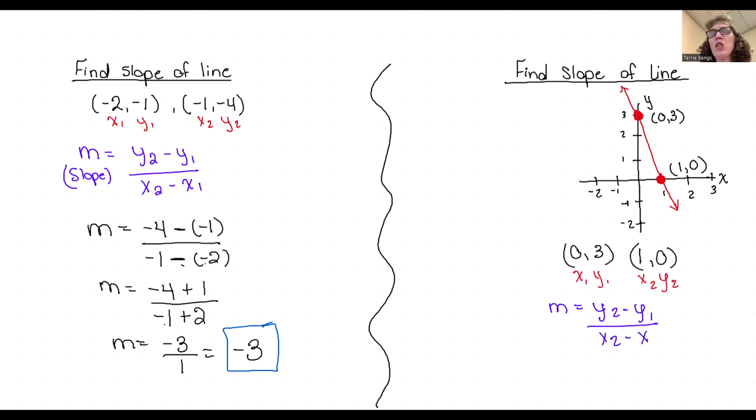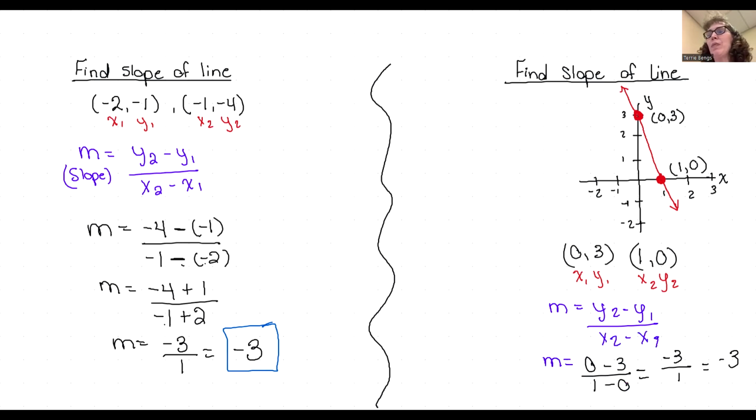Okay, and so let's start plugging in some numbers and see what we get. So we're going to say m equals y2, which is 0, minus y1, which is 3, over x2, which is 1, minus x1, which is 0. So if we continue to solve that, 0 minus 3 is just -3, over 1 minus 0 is 1. So the slope of this line, if you continue to simplify down, would be -3.